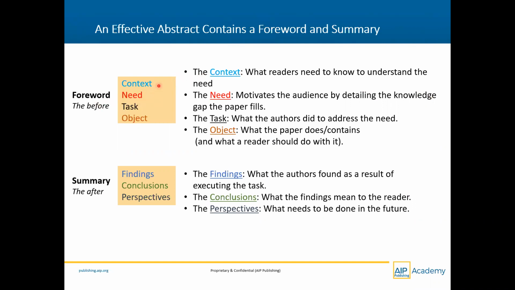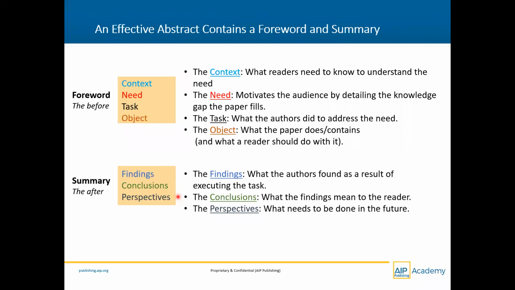A forward can be broken into the context, which is what readers need to know to understand the need, which is what motivates the audience by detailing the knowledge gap the paper fills; the task, what you as the author did to address the need; and the object, what the paper does or contains, and what the reader should do with it. The summary can further be broken into three parts: the findings, what you as the author found as a result of executing the task; the conclusions, what the findings should mean to the reader; and the perspectives, what needs to be done in the future.